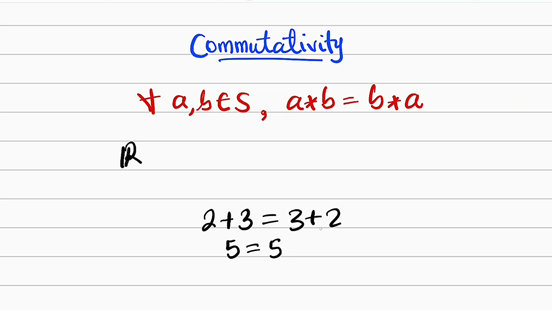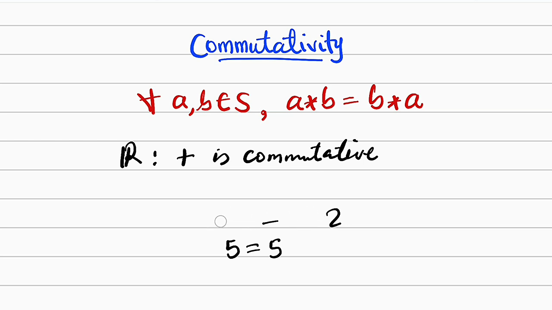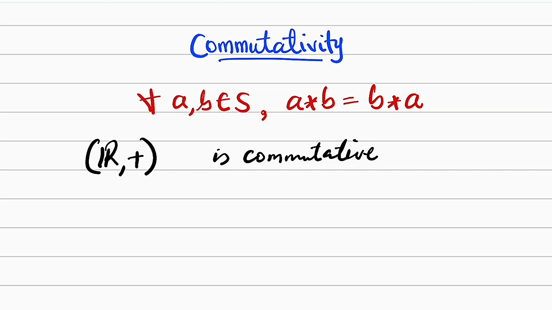Therefore, we say that addition is commutative under the set of real numbers. This is how to conclude. So under the set of real numbers, plus is commutative. Or you can simply write it like this: addition is commutative under the set of real numbers.